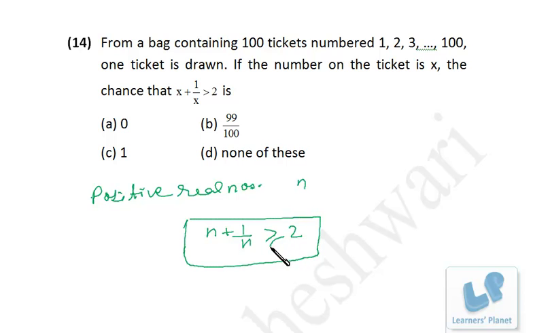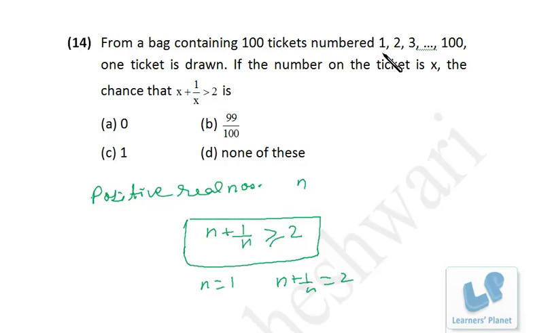And in the single case, it will be equal to 2 when n is equal to 1, right? So in this case, n plus 1 by n will be equal to 2, right? In all other cases, n plus 1 by n will be greater than 2, right? So in this, we have 100 numbers. So 99 numbers will produce x plus 1 by x greater than 2, right?